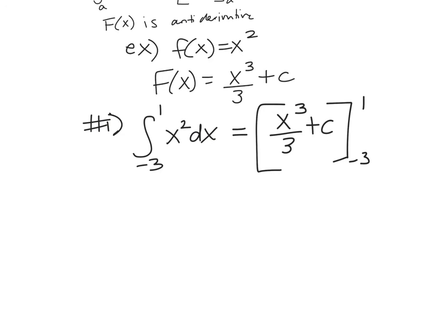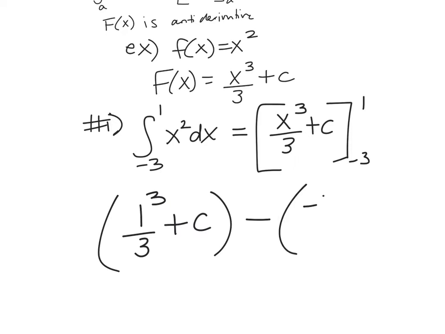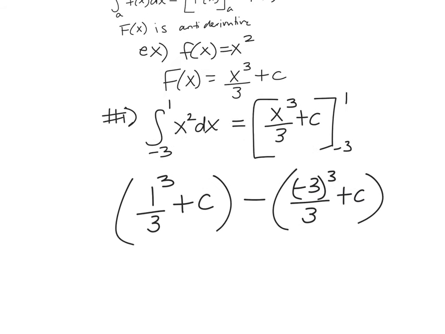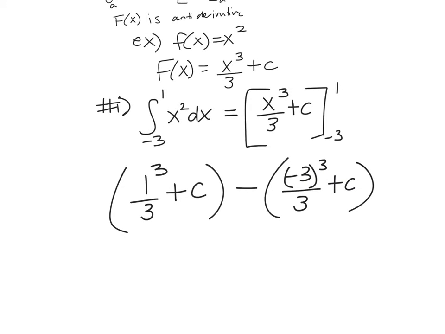Okay? So now I'm going to take 1 and plug it in. So I would get 1 cubed over 3 plus c minus -3 cubed over 3 plus c. Okay? So you take capital F of 1 minus F of negative 3. And do you see what's going to happen with the c's? They're going to cancel out. So you don't need to put them there, ever. They're just going to always cancel out.